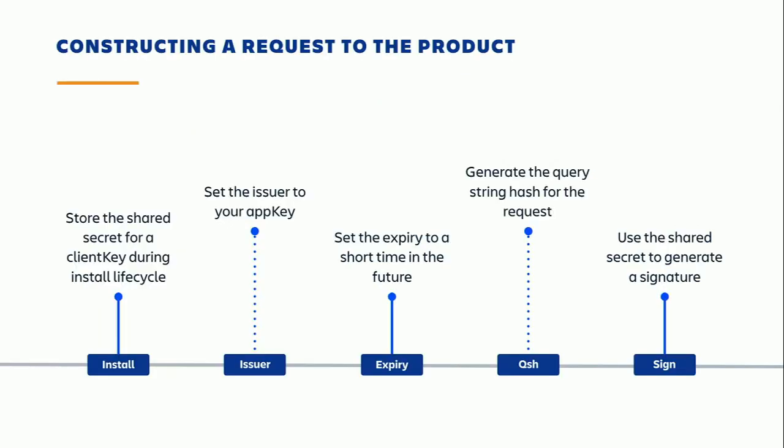All right, what about sending a request to the product? Again, during the install lifecycle, you can store a shared secret with the client key. Then, when you want to generate a request, you set the issuer to your application's unique app key. Finally, you set the expiry to a short time in the future, and then you generate a query string hash based on the request parameters. Then you use the shared secret to generate a signature, and there you have it. You send the complete JWT token to the product.